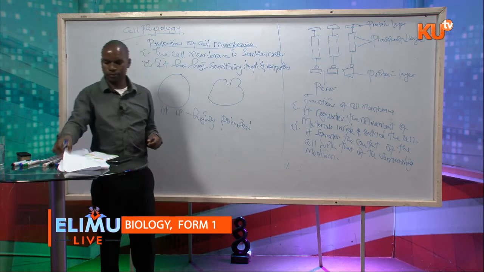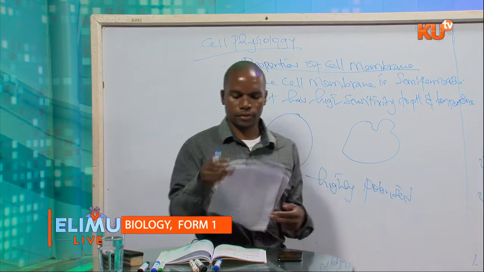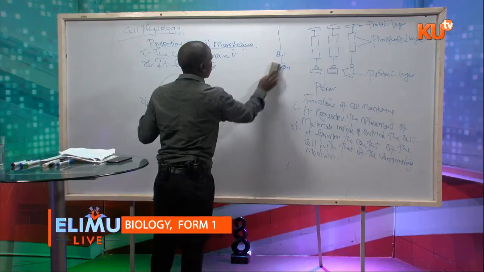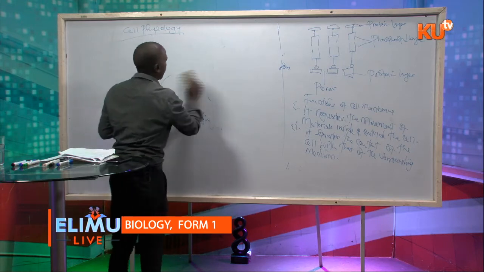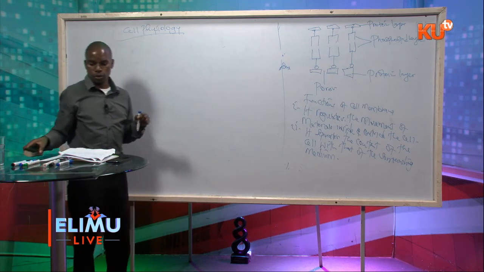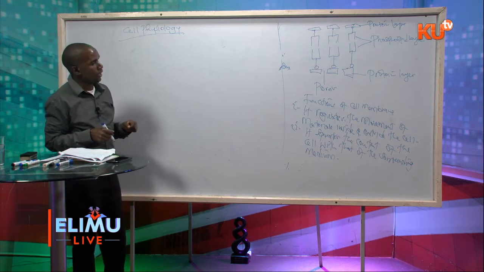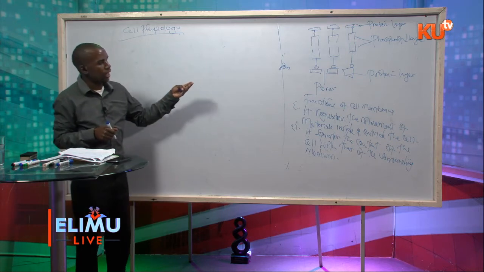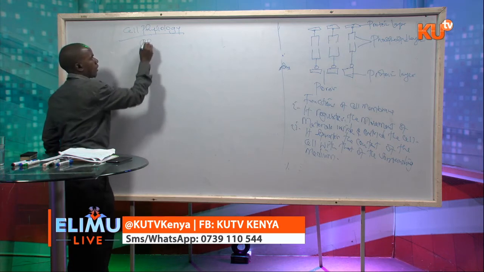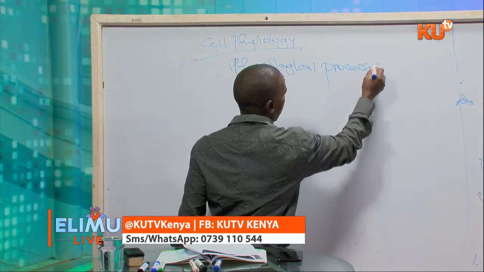Having looked at that, let us now narrow down to what we refer to as physiological processes. So that is the much that a student or a learner needs to know as far as the cell membrane is concerned. First of all, you need to know the structure. You have to draw that structure. You need to know the functions of the cell membrane, and also illustrate or tell us anything about the layers of the cell membrane. Now, physiological processes.